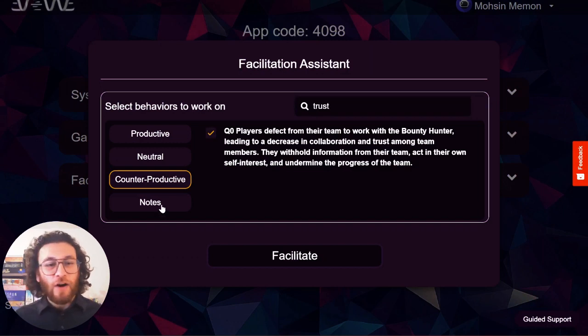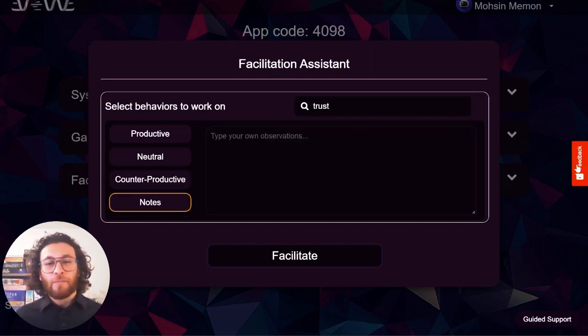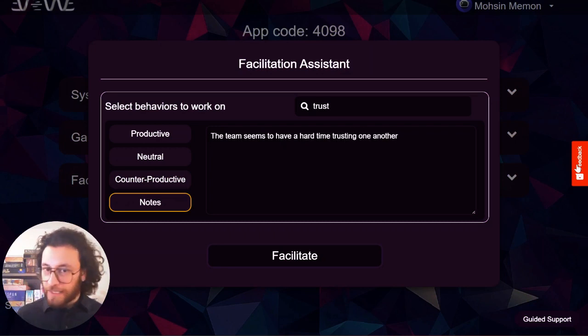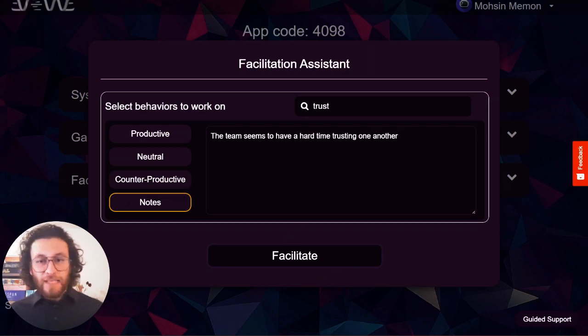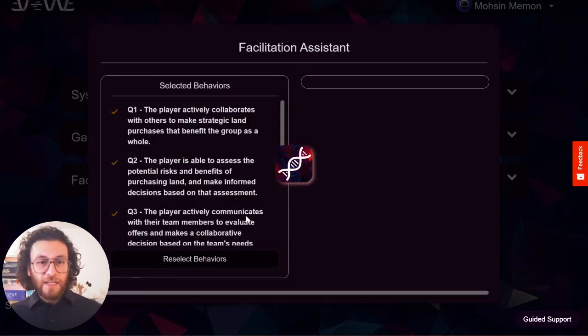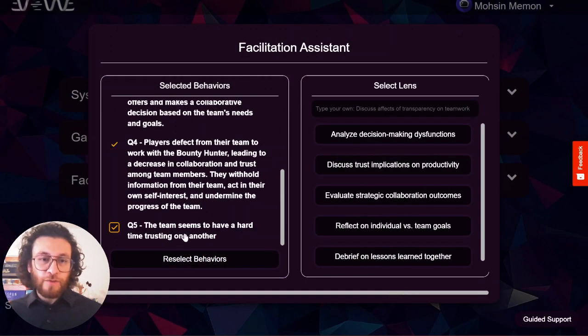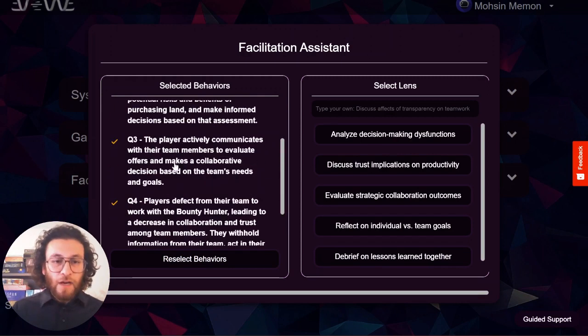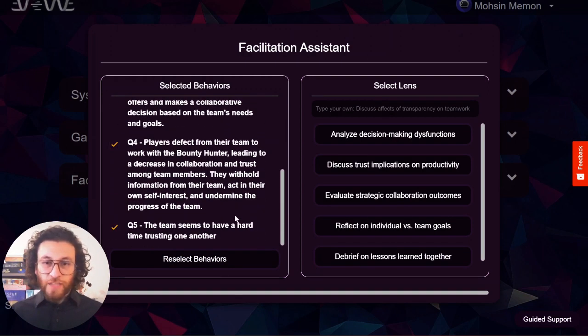So we're going to check that off, and then let's say that we are adding a few more tidbits of information, and let's say we call it the team seems to have a hard time trusting one another. Yeah, let's put that in as well. And let's go ahead and hit facilitate. And what you're going to notice is all of these points that you've noted down in the form of your selected behaviors from the game, along with the additional note that you put in here.